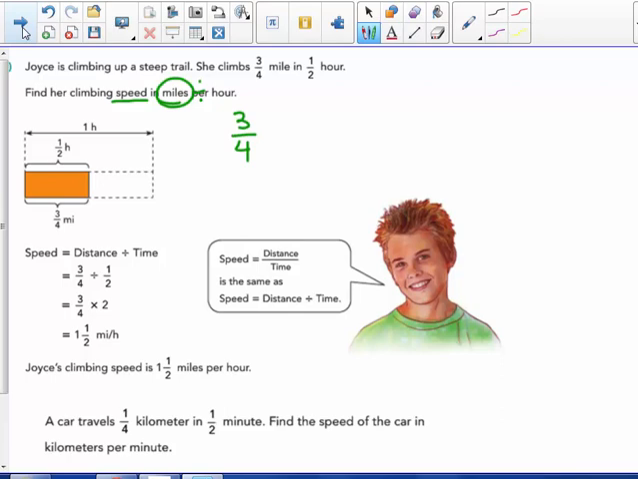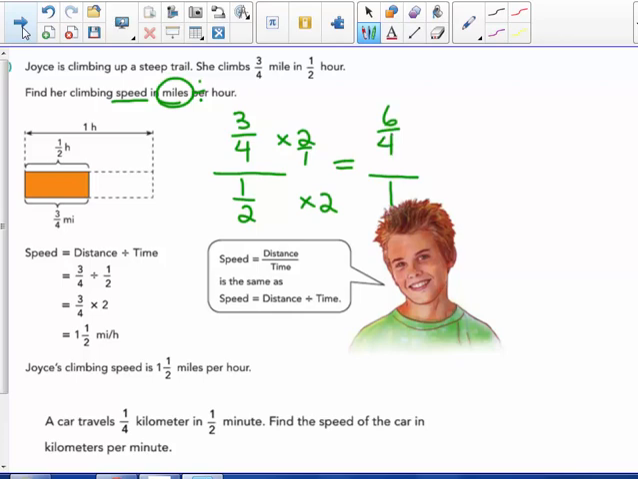Here's our bar model for us. And she only did it in half of an hour, not a whole hour. Half of the bar is missing because she only did half of an hour. Three-fourths of a mile per half an hour. Well, I want this to be 1 hour, not half of an hour. So if I multiply this by 2 and I multiply this by 2, a half times 2 is 2 halves, which equals a whole. And 3/4 times 2, it's like being 2 over 1, gives me 6/4.